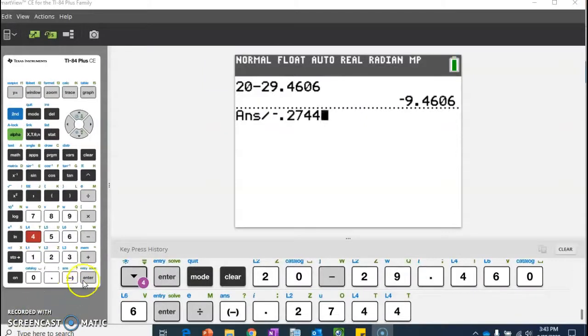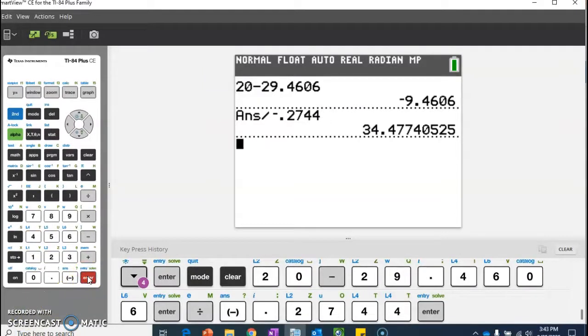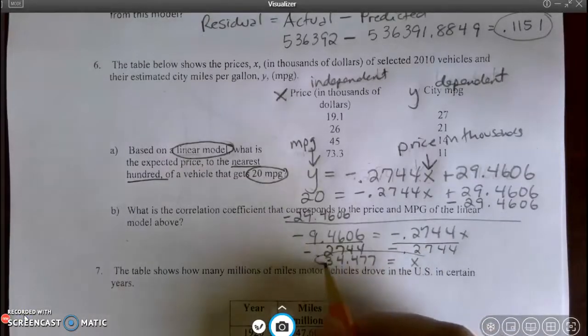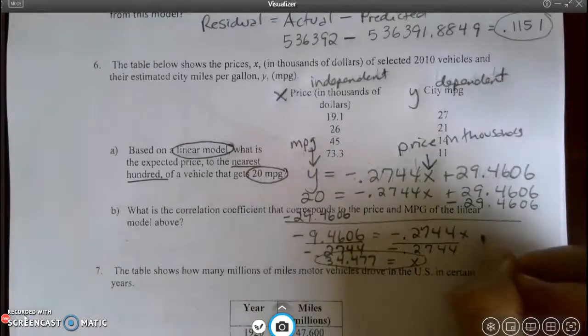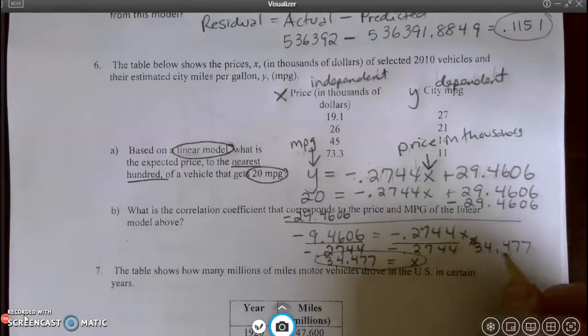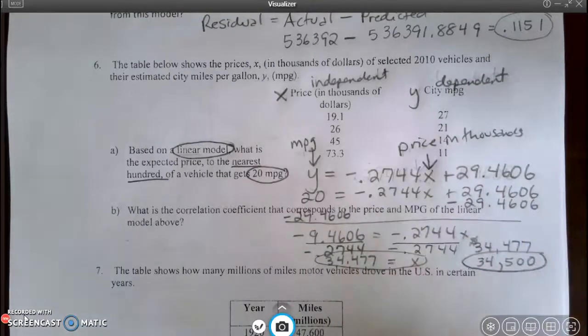So I'm going to use my calculator to do that. And I'm left with x equals 34.477. I have to remember that X is in thousands of dollars, so that's like saying $34,477. It says round to the nearest 100, which would give me 34,500 rounded to the nearest 100.